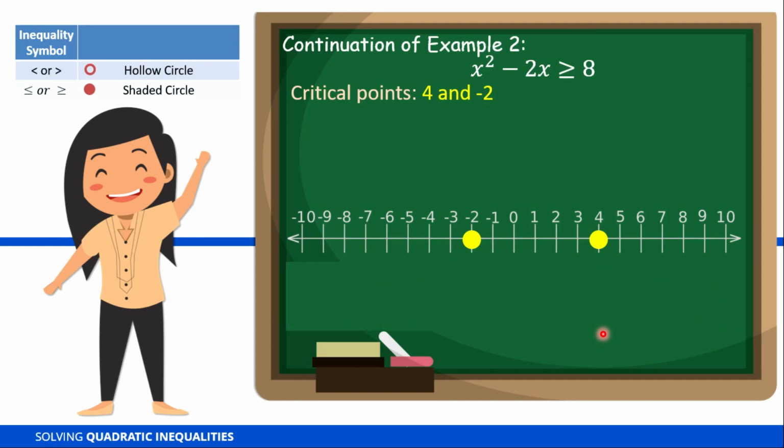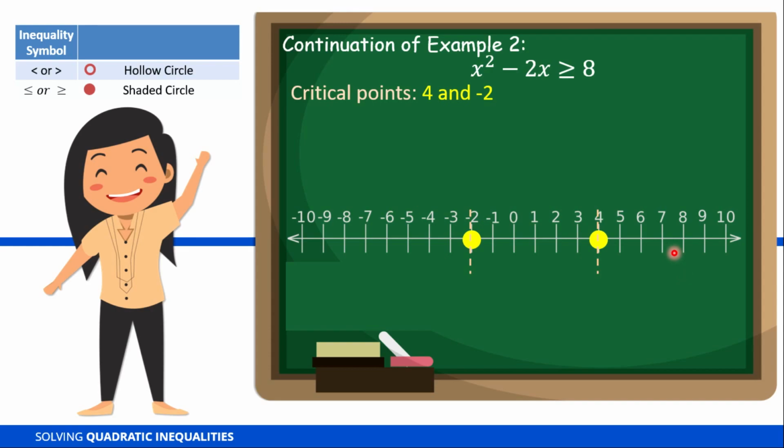Na-check na natin yung ating mga critical points mismo kung talaga bang kasama sa ating solution set or hindi. Pero again, ang pwede nyong palatandaan is yung symbol natin. Pagka may or equal to, shaded na circle ang gagamitin. Ibig sabihin, kasali sa ating solution set yung ating critical points. Okay, next. Magkakaroon tayo dito ng tatlong region. Okay, so we have this region 1, region 2, and then region 3.